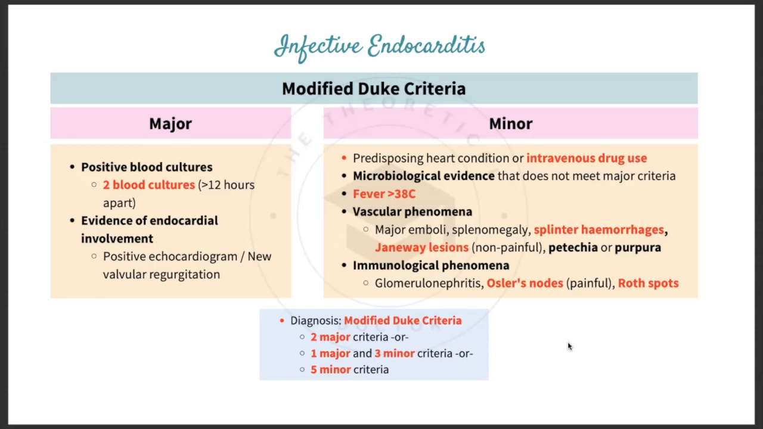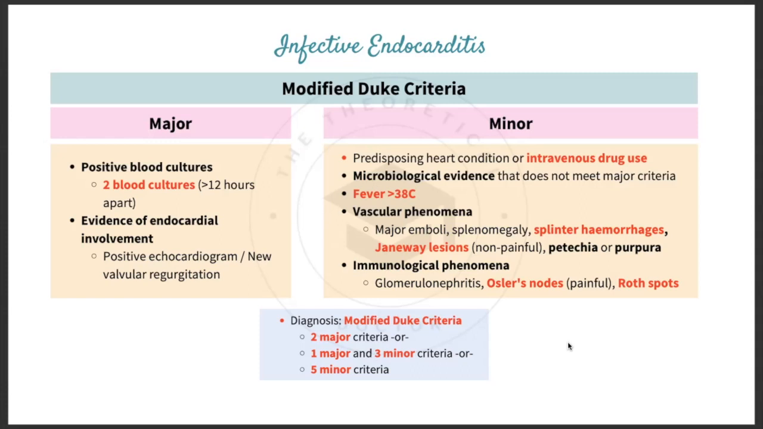Now for minor, the patient may have had a predisposing heart condition, like maybe congenital heart defects, or they are a known IV drug user. There is microbiological evidence that does not meet the major criteria. Basically, it's talking about this. A patient presents with positive blood culture, but maybe only once. So that doesn't qualify for major, right? So that's one over here.